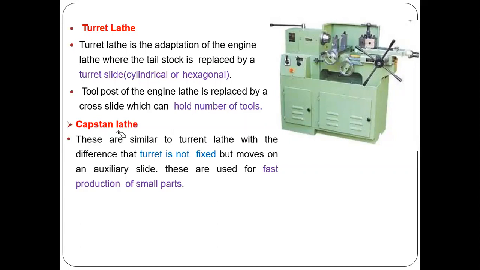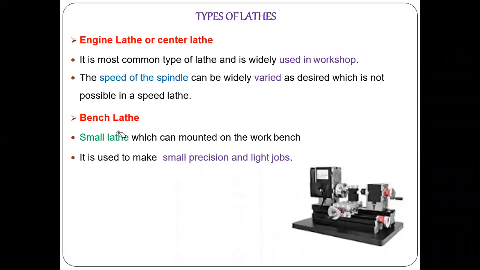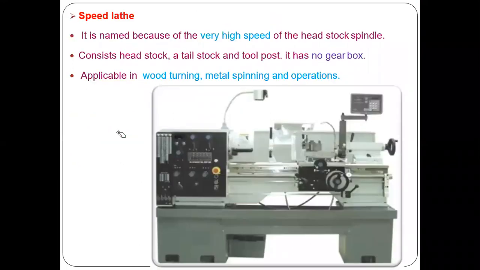So further details of the turret lathe and capstan lathe, maybe we can discuss separately. Now I'm discussing only the types of lathes. These are a few important types of lathes. The engine lathe is a normal general purpose lathe. The bench lathe is a small size lathe which is mounted on a bench.